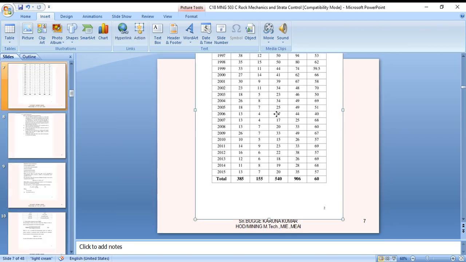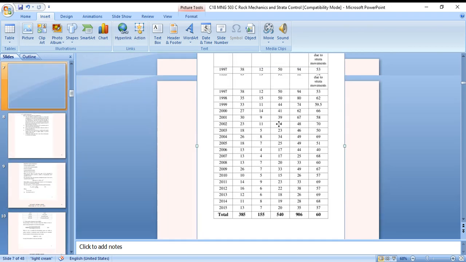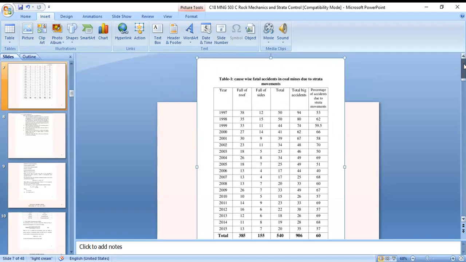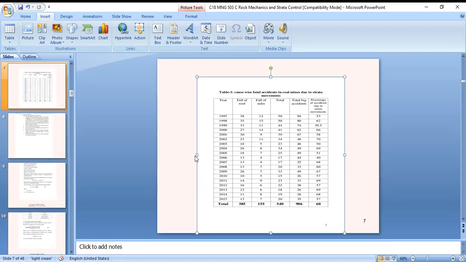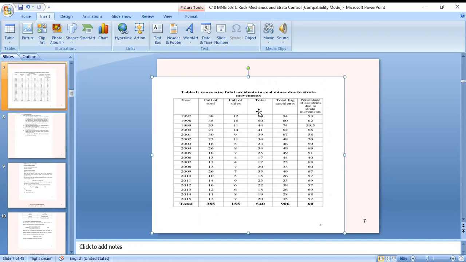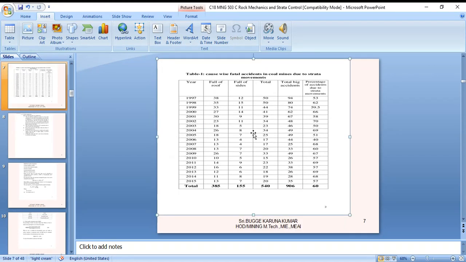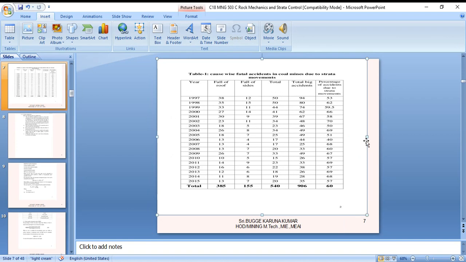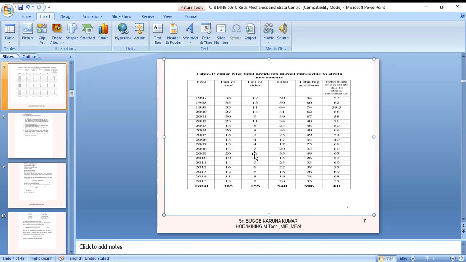So this is some statistics of old years. I think these are old statistics for seeing the rate of accidents. That's for understanding purposes. It changes year to year because these are old years. I think I have the data up to 2015. Fall of the roof is the cause of the fatal accidents in coal mines due to strata movement. So this is the simple statistics to get an understanding.